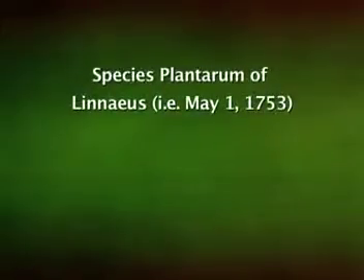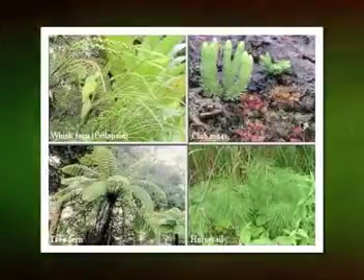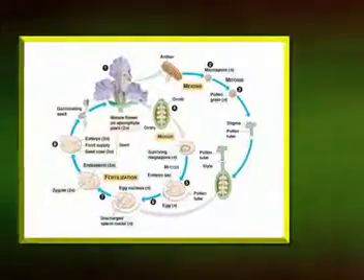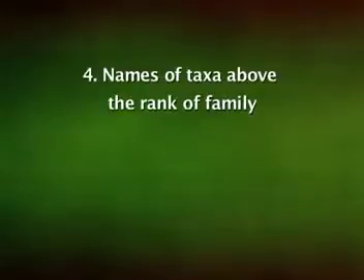Priority begins with the date of publication of Species Plantarum of Linnaeus, that is May 1st, 1753, for spermatophytes and pteridophytes, and applies to the rank of family and below. Publication of the names of spermatophytes and pteridophytes earlier than 1753 has no status of priority. Rule 4: names of taxa above the rank of family.